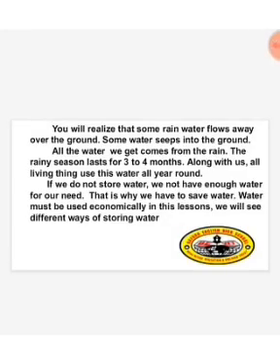You will realize that some rainwater flows away over the ground. Some water seeps into the ground. All the water we get comes from the rain. The rainy season lasts from 3 to 4 months. Along with us, all living things use this water all year round. If we do not store water, we will not have enough water for our needs. That is why we have to save water.